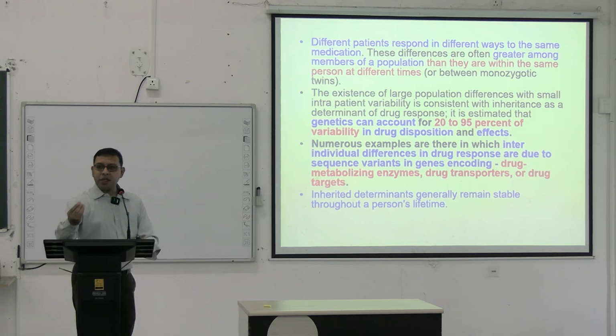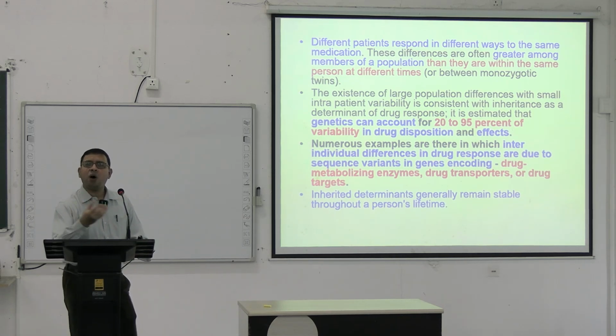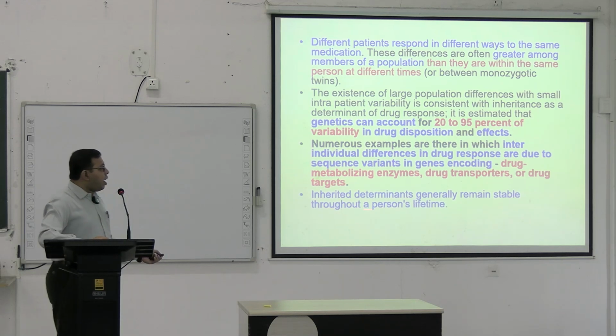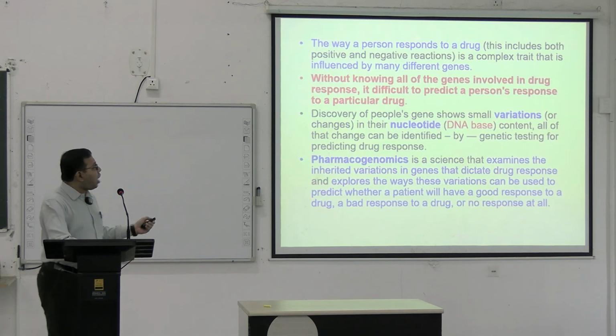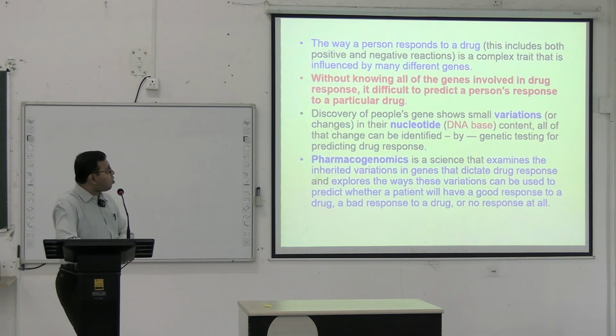So all these are basically proteins. The receptors and the different types of enzymes are all proteins, and there are changes in the proteins, and with time there are also some mutations, minute mutations and polymorphisms, that also lead to change. Inherited determinants generally remain stable throughout a person's lifetime. The way a person responds to a drug, including both the positive and negative reaction, is a complex trait that is influenced by many different genes.